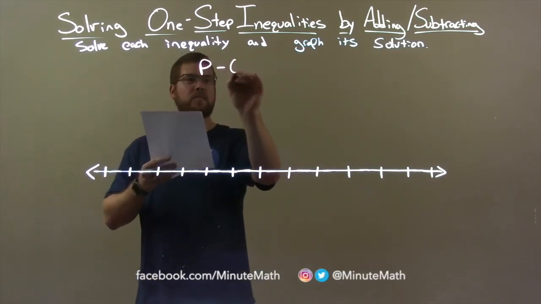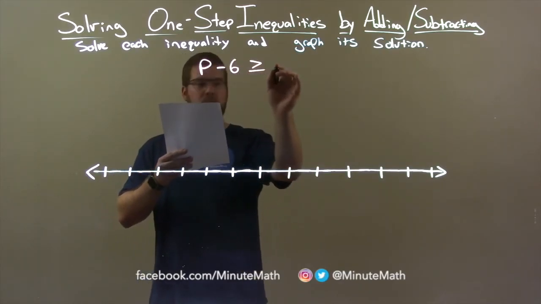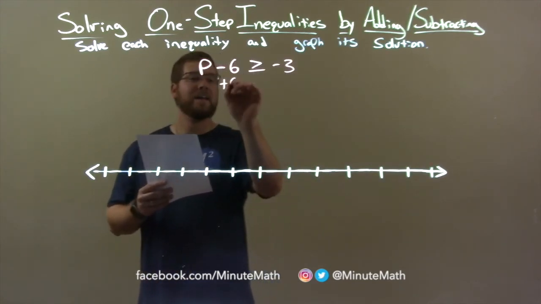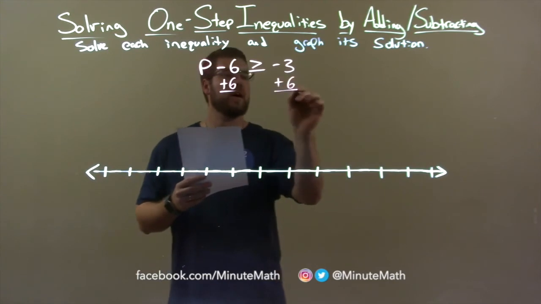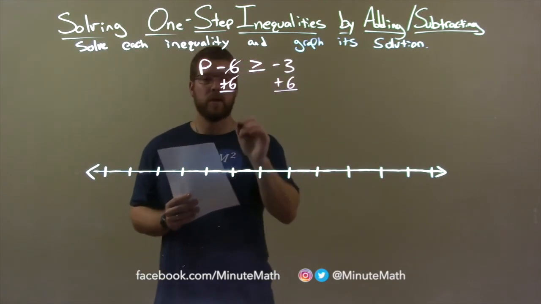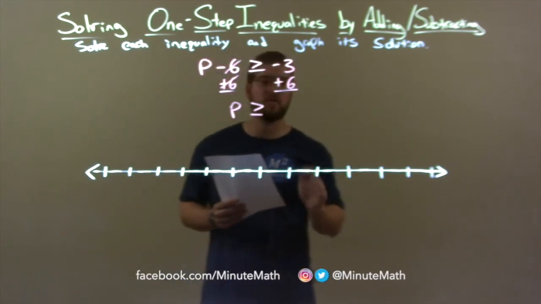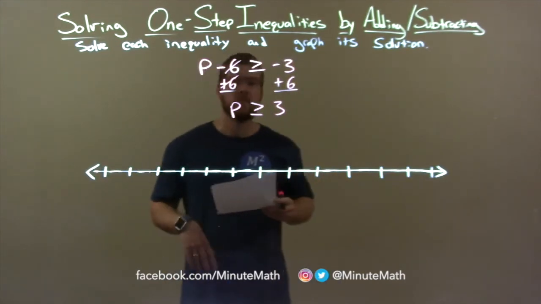P minus 6 is greater than or equal to negative 3. First step is to add a 6 to both sides. This gets me p completely by itself, and p is still greater than or equal to negative 3 plus 6, which is a positive 3. So now let's graph.